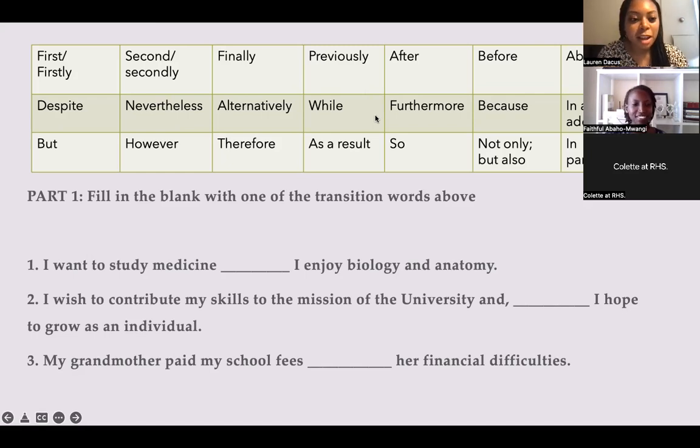Okay, sounds good. So the correct answers should be, I want to study medicine because I enjoy biology and anatomy. Number two, I wish to contribute my skills to the mission of the university. And furthermore, I hope to grow as an individual. You could also use in addition, additionally. And number three, my grandmother paid my school fees despite her financial difficulties.